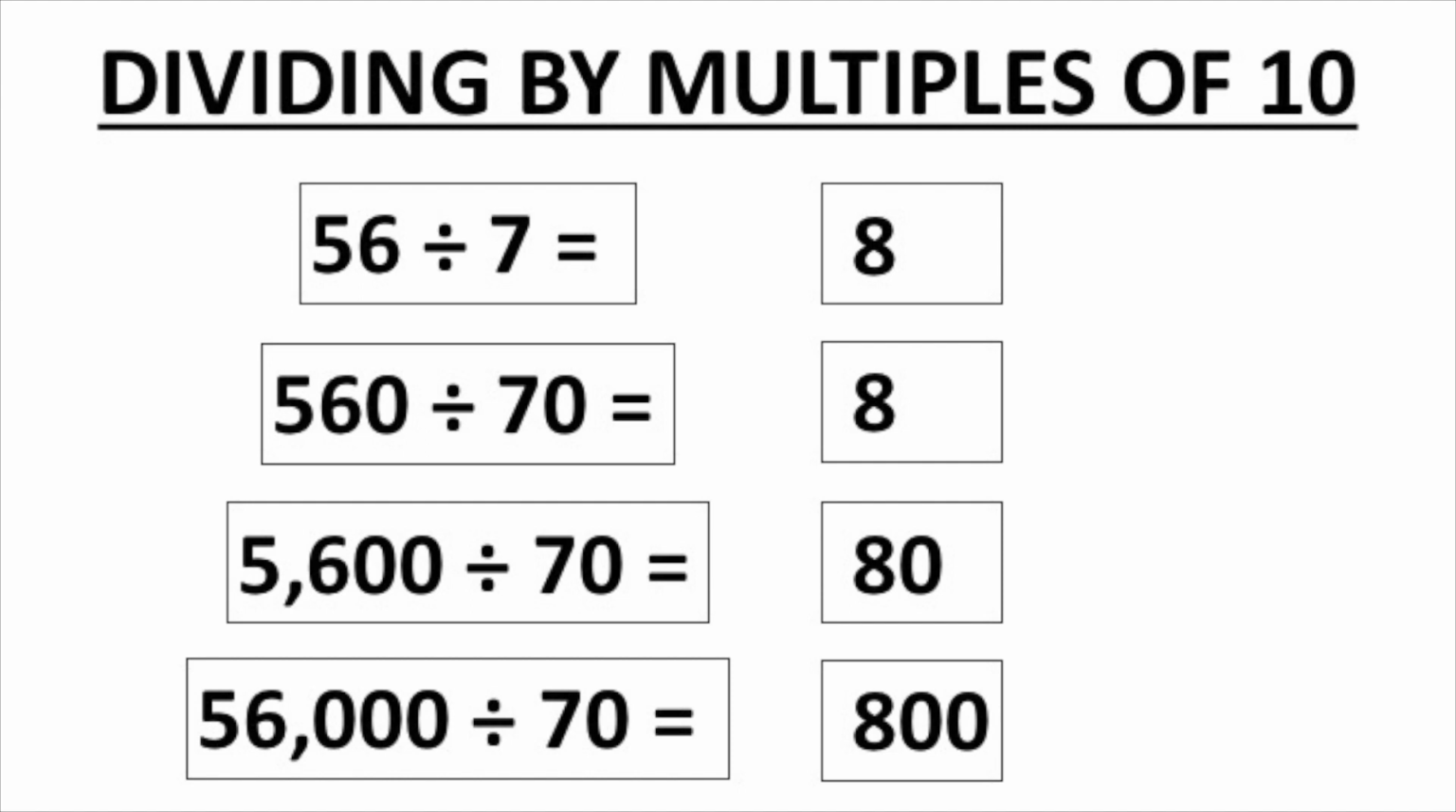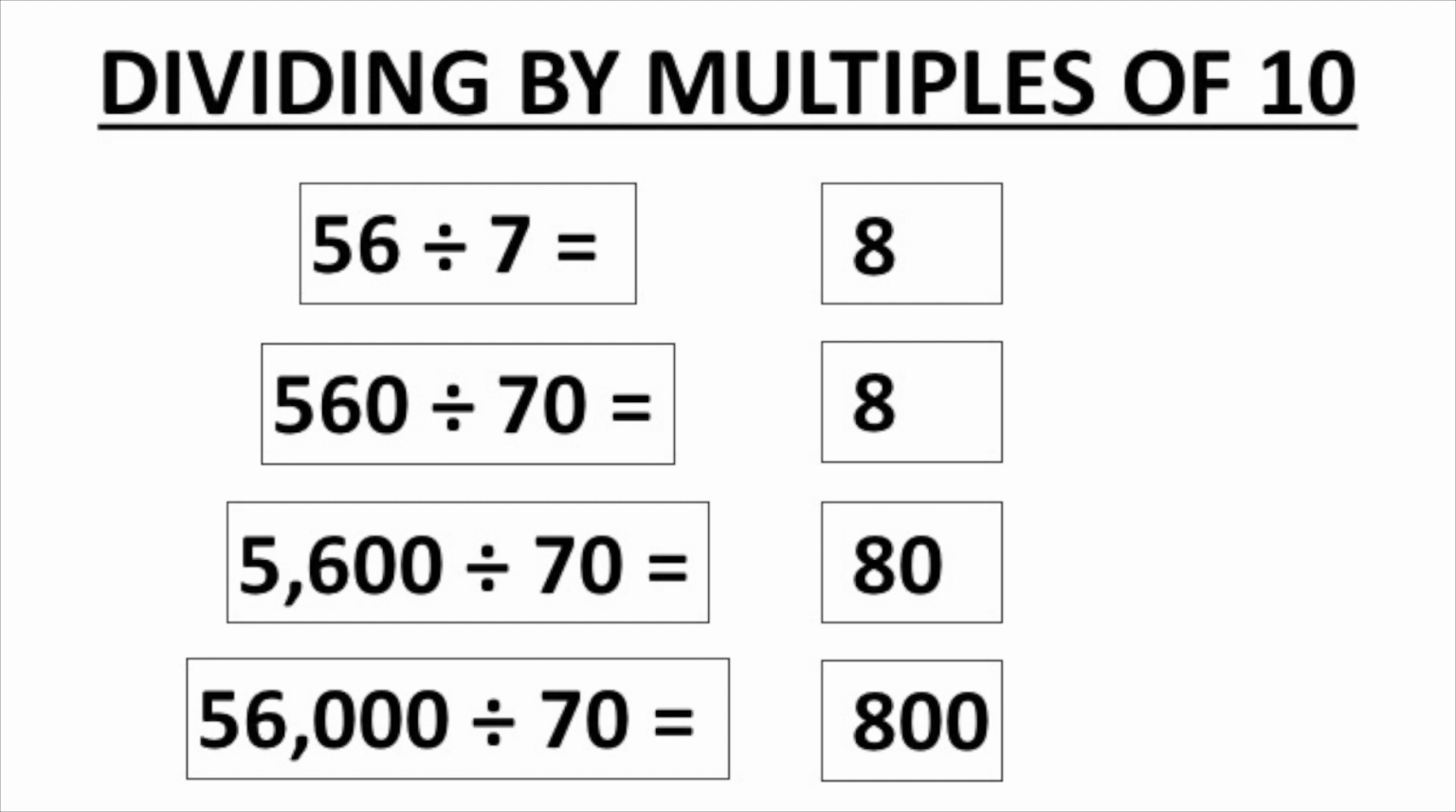560 divided by 70. Same, see? Because we have 1 zero here and 1 zero here. What's 1 minus 1? 0. So all we need to do is write the same answer. 8. 560 divided by 70 equals 8.